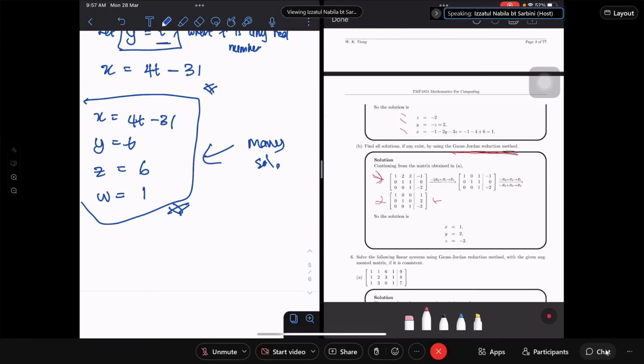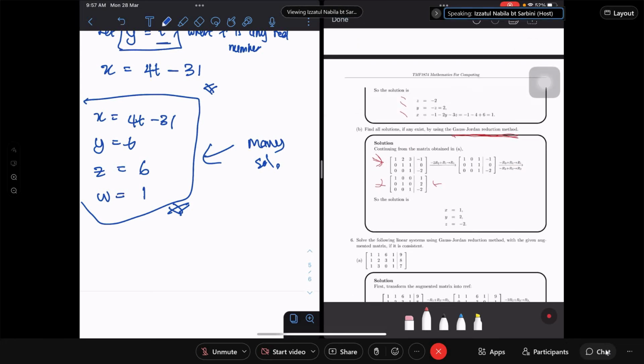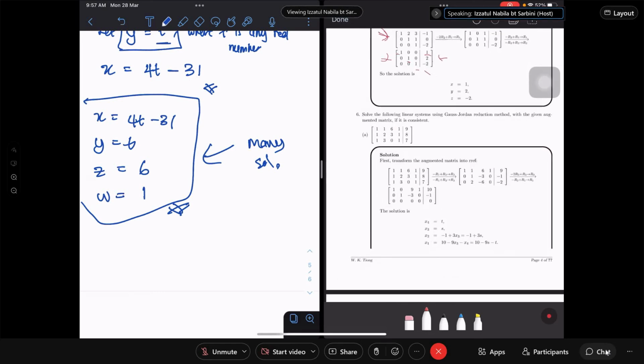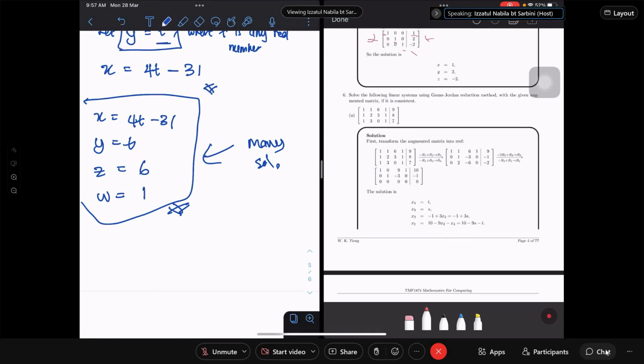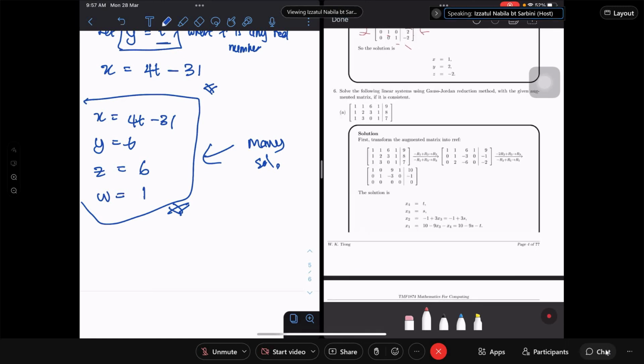If it is RREF, you don't have to do much. You don't have to do back substitution because you can directly get the answers from the last matrix. So you see here, Z equals -2, Y equals 2, and X equals 1. So if it is RREF, you don't have to do back substitution, if the number of variables and number of equations is the same. Okay? Alright.